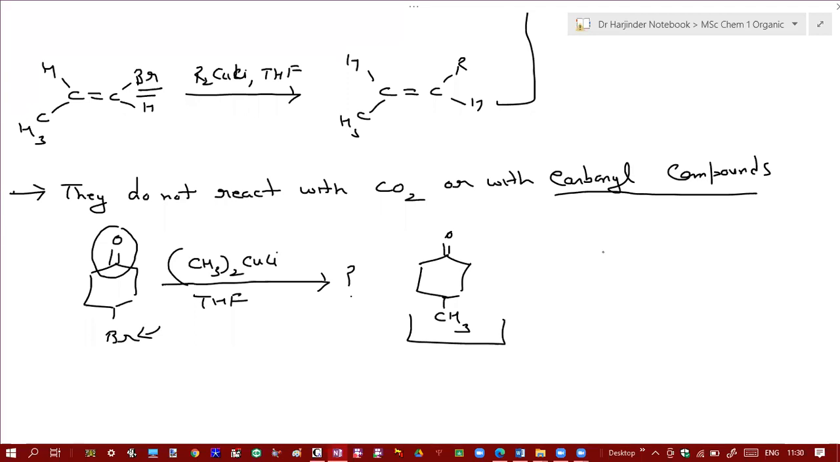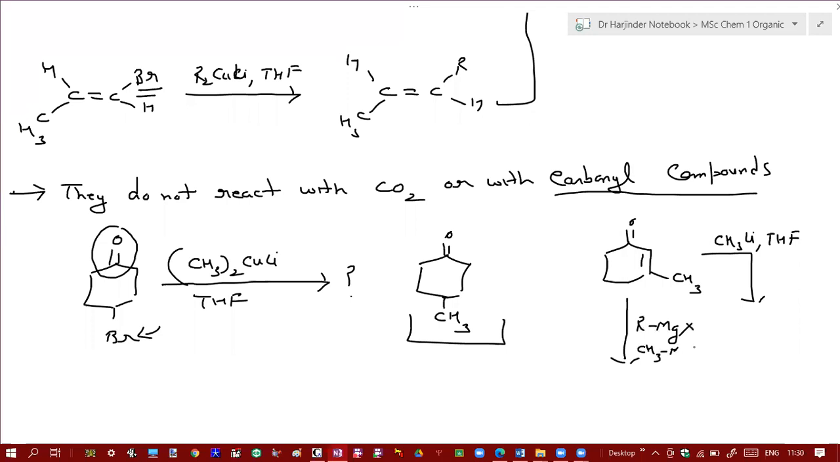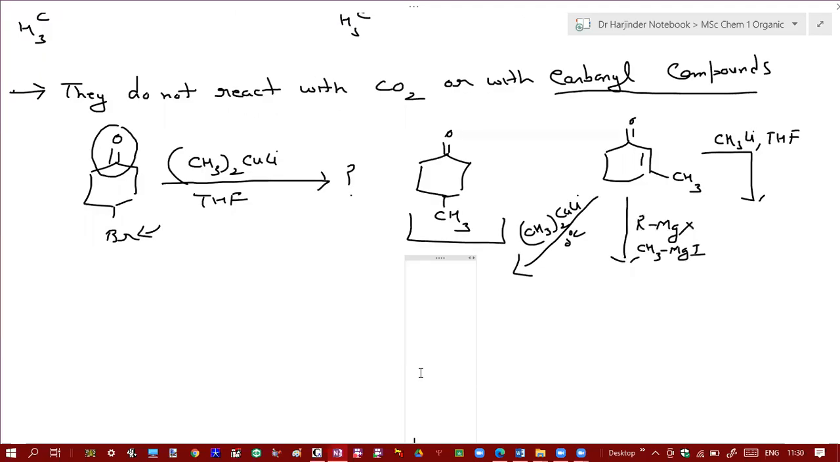Similarly, suppose you have this one, and suppose I treat it with methyl lithium in THF, number 1. Number 2, I treat it with a Grignard reagent, methyl magnesium halide, say CH3MgI. And number 3, suppose I treat it with dimethyl lithium cuprate. What will be the reaction in each case? What will be the product in each case? You have the same substrate and 3 different reagents.